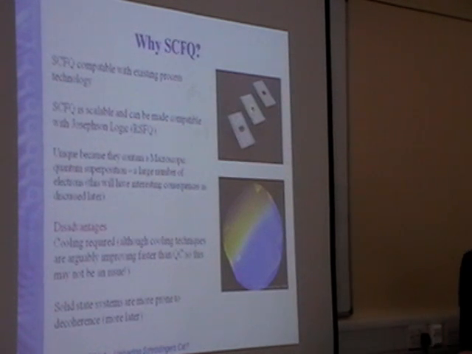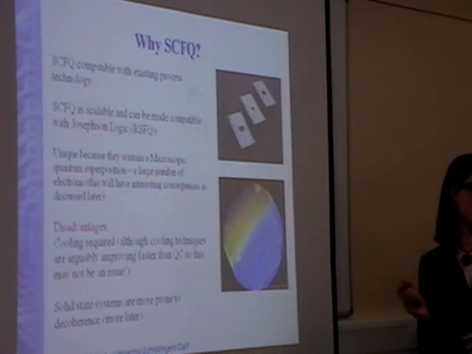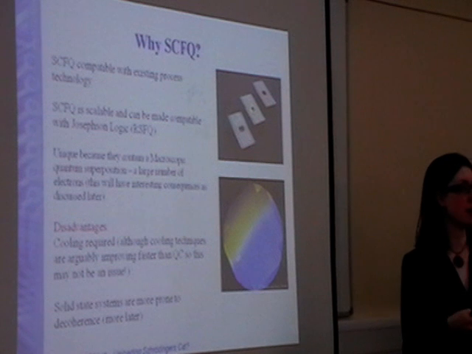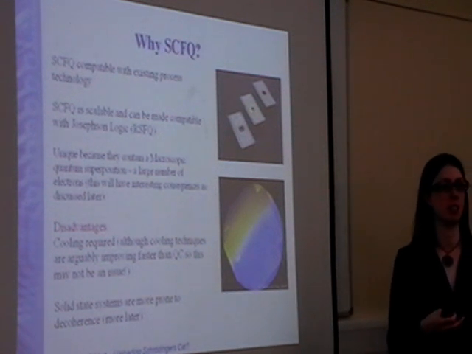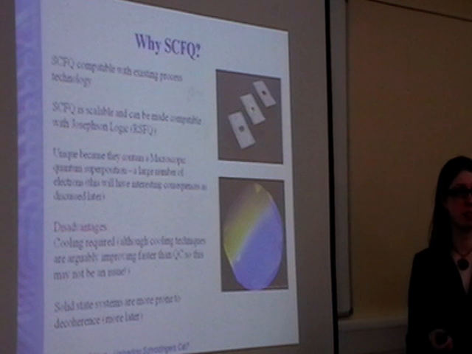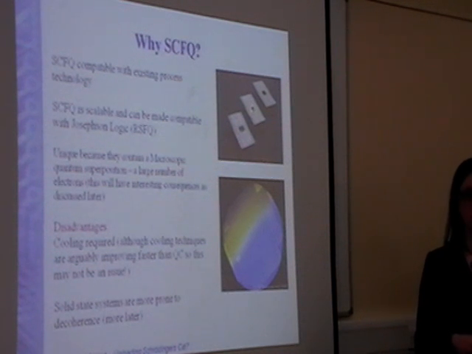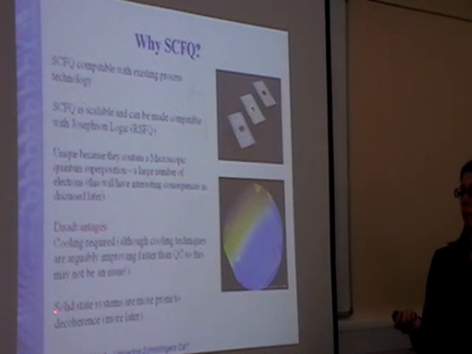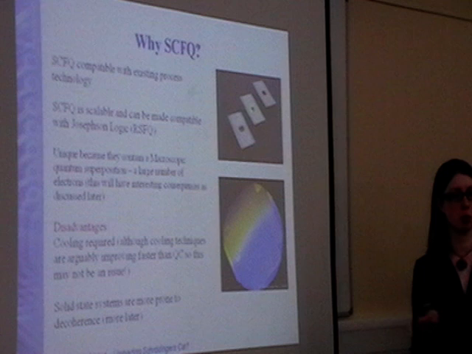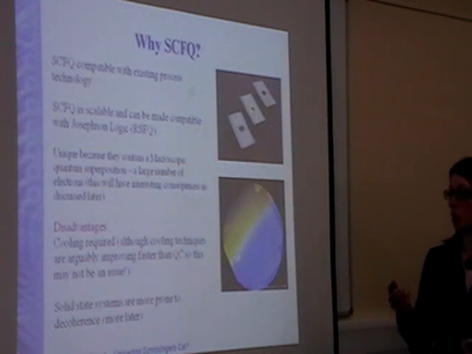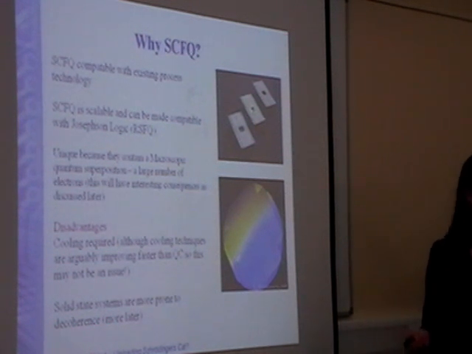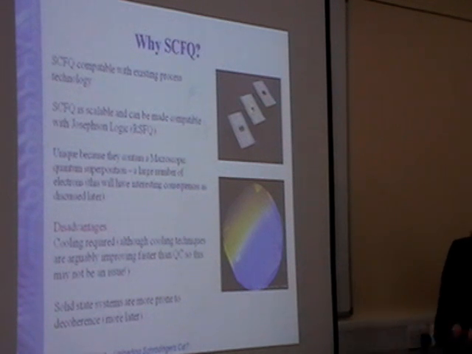The disadvantages of this technology are that you are required to cool them, and I'll show on the next slide why. Although the cooling techniques are actually improving faster than this technology anyway, so people are now miniaturizing fridges and things, and you're able to cool these things much more easily than you could 5 to 10 years ago. So that technology is improving as well, so it's not too much of a problem. And the final issue is that these kinds of solid-state qubit systems that you build in a similar way to semiconductors are very prone to decoherence, which I'll talk about a bit later on.